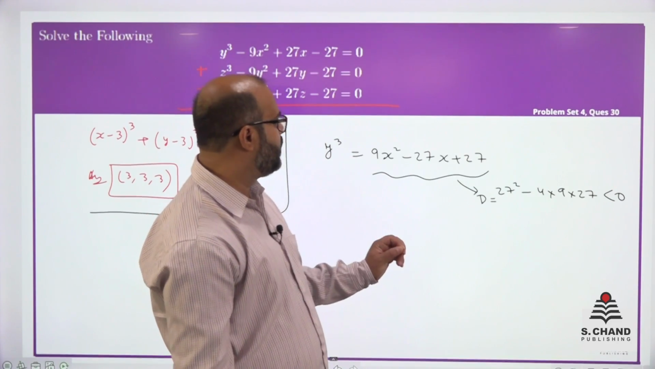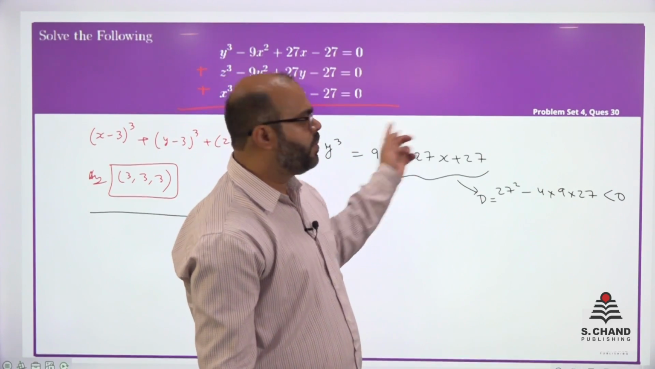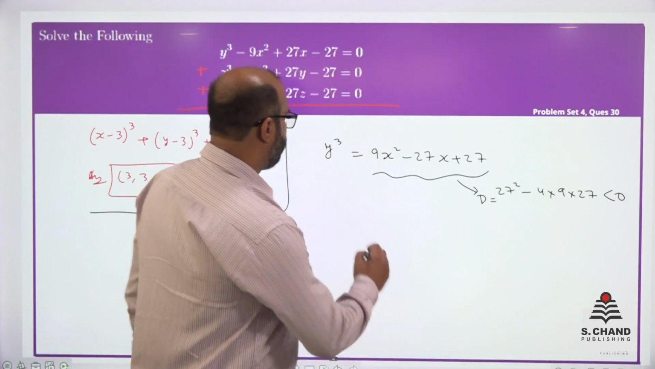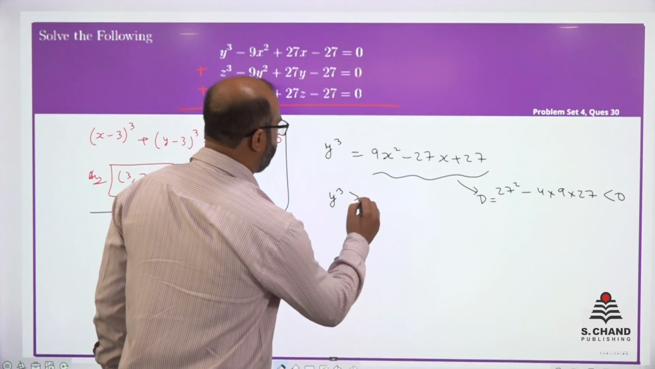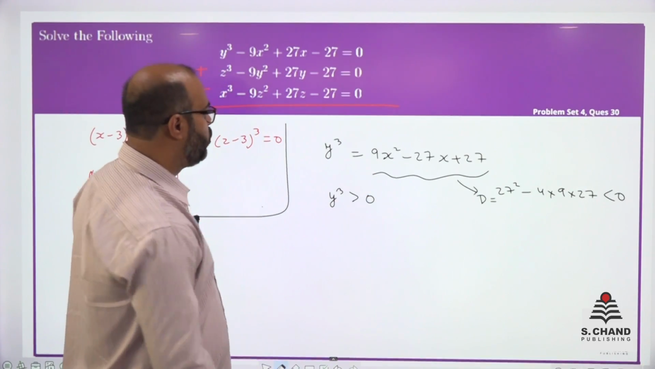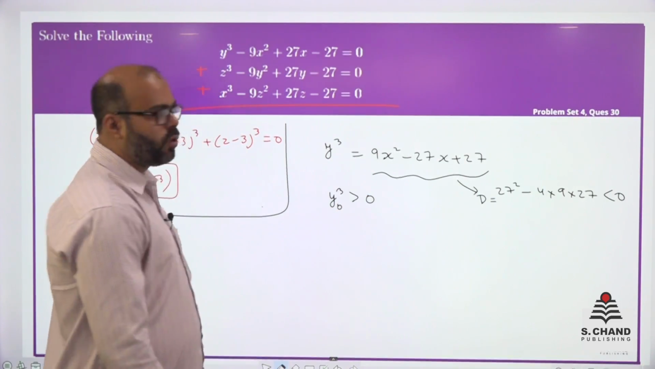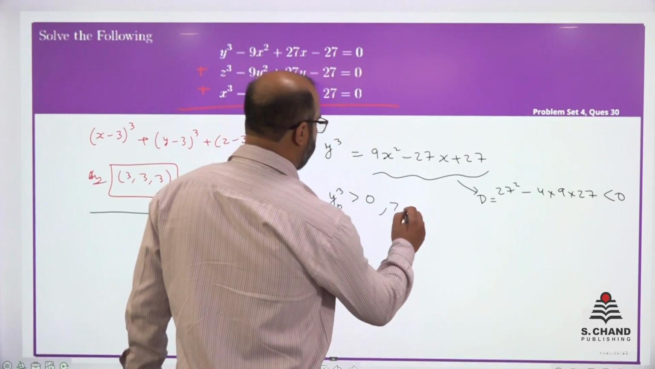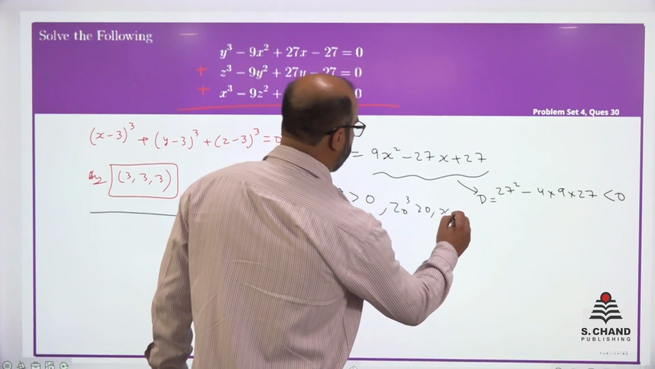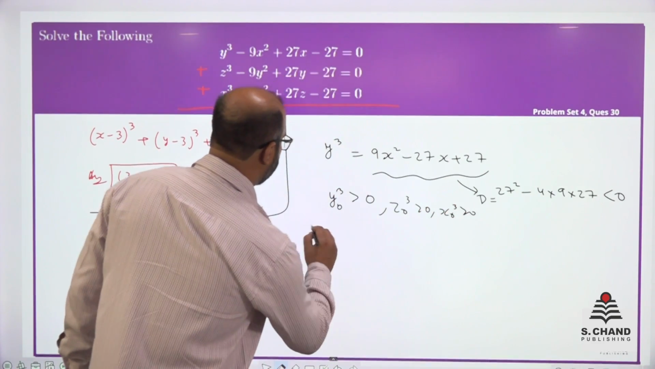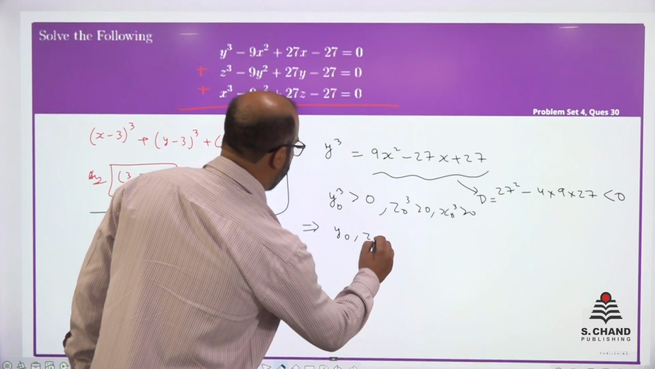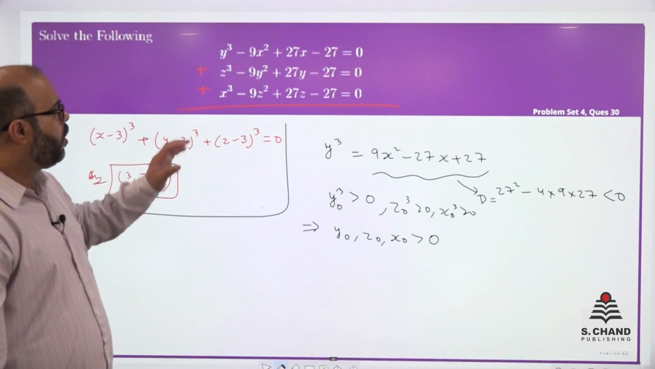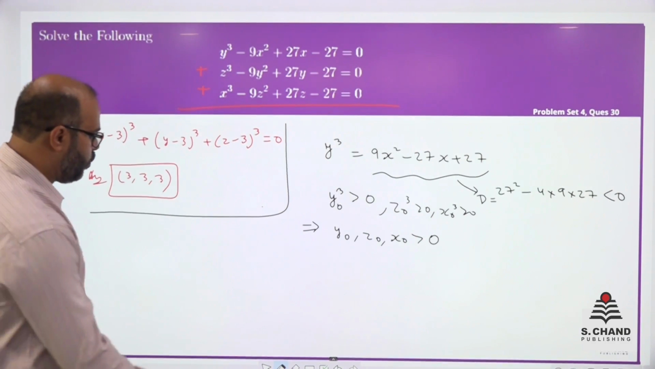Then in that case, this curve will always be above the x-axis. That means it will give you a positive value. So you will say that y cube is also always positive. So whatever is the solution, y naught cube is always going to be positive. Similarly, from the second you have to say that z naught cube is also positive and x naught cube is also positive, which means y naught, z naught, x naught all are positive values. Now if all are positive values, further what we will do, just see.